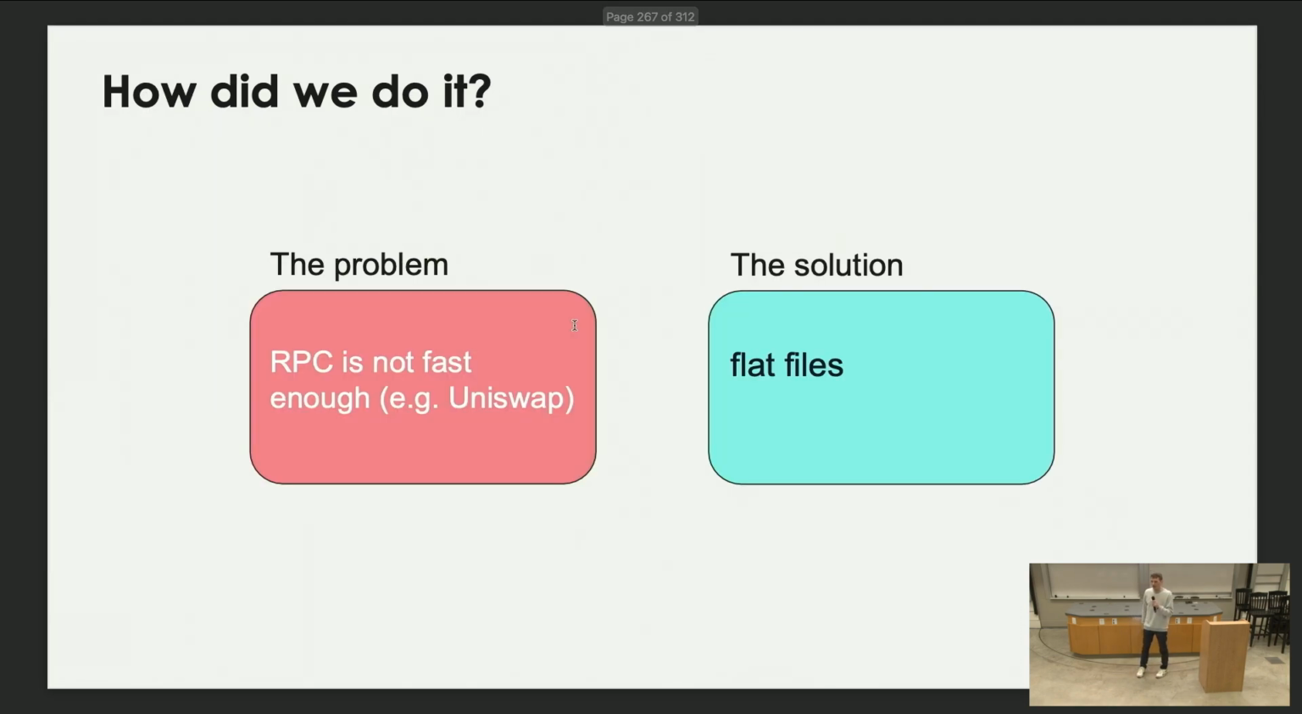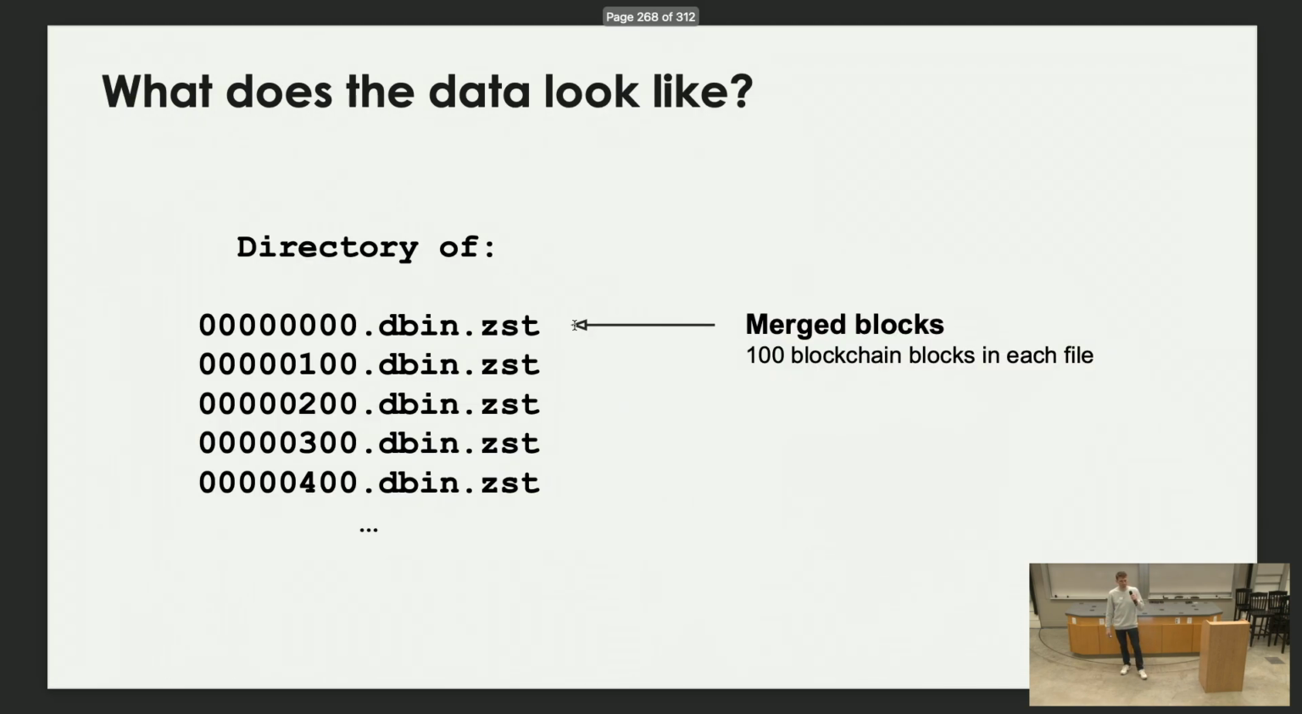Our V1 stack was built on RPC nodes, so you had to make RPC queries to the archive node to get the data. That was not fast enough. That's why it took us a few months to sync Uniswap. And the new solution just dumps everything into these flat files, which can be read very efficiently, and we get rid of the RPC requirement.